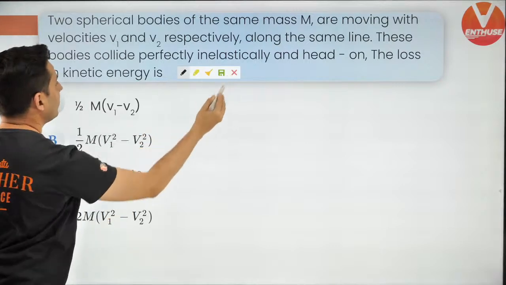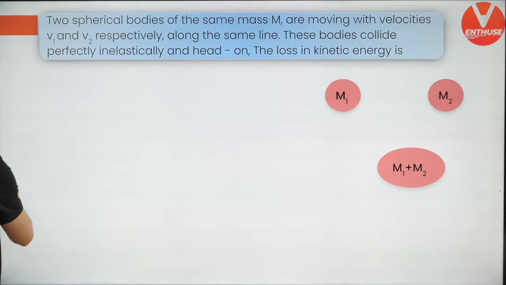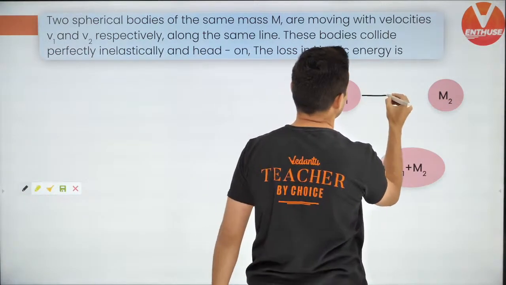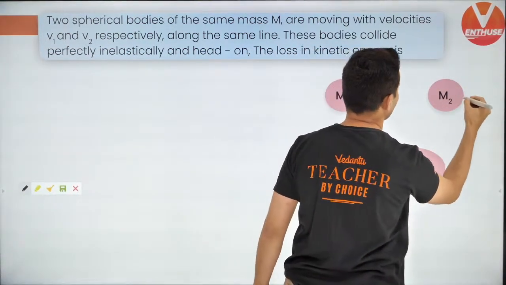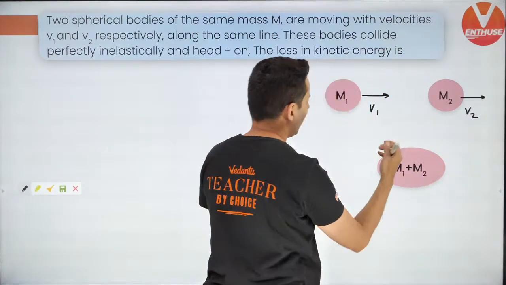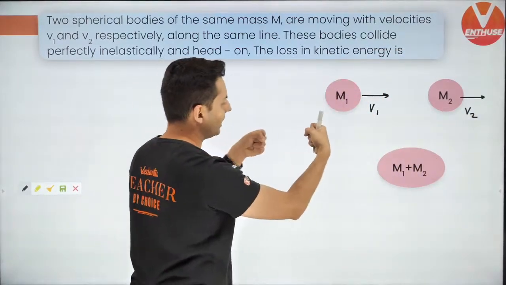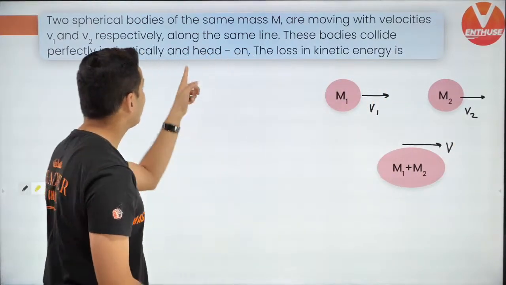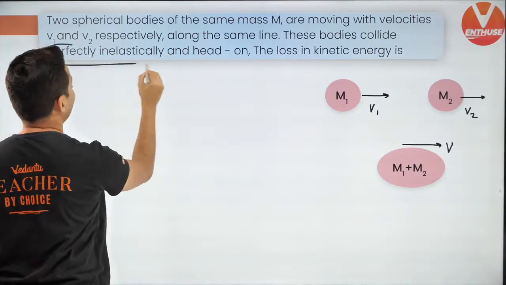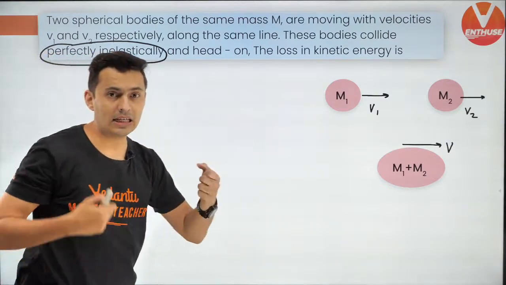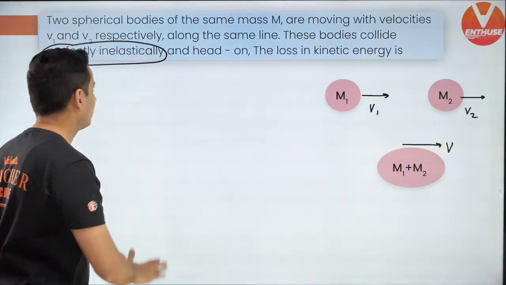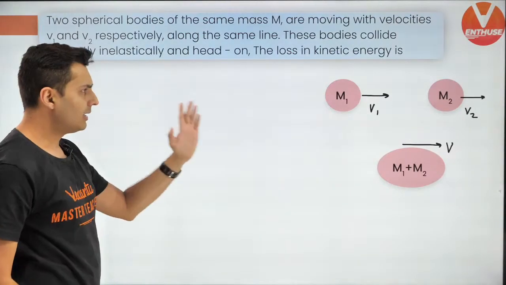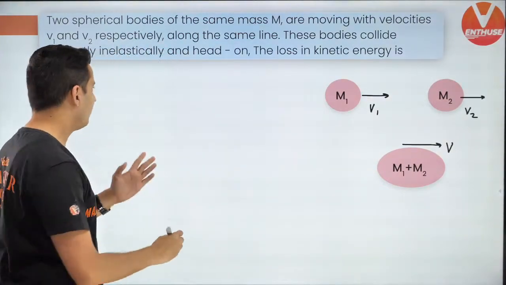Let's solve this. First, let me bring that diagram up. And here is the diagram. The masses are moving with speeds v1 and, let's say, v2. They collide, and after they collide, they move with one common velocity v, because it is a perfectly inelastic collision. Perfectly inelastic means they should stick together. That's very important.